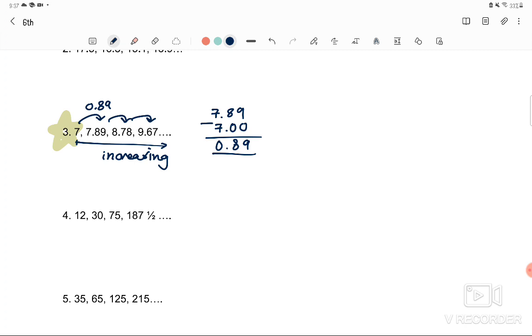Let's find the difference between these two numbers, 8.78 and 7.89. The difference between 8.78 and 7.89 is also 0.89. And I assume that the difference between 9.67 and 8.78 is also 0.89.